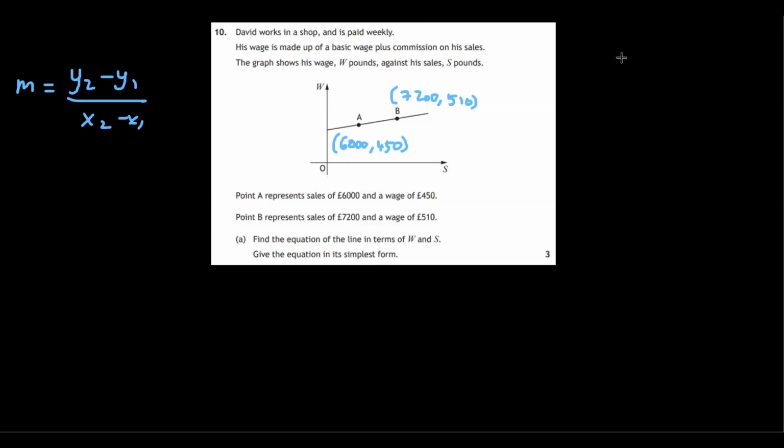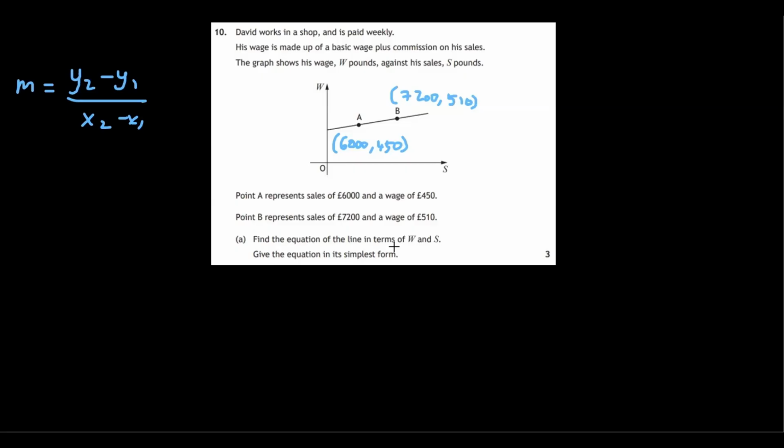Okay, question 10. David works in a shop and is paid weekly. His wage is made up of a basic wage plus commission on his sales. The graph shows his wage W pounds against his sales S pounds. And then we're given the 2 points on the graph. So this is the X coordinate because that represents sales. So sales is the X axis. And then this would be the Y coordinate.